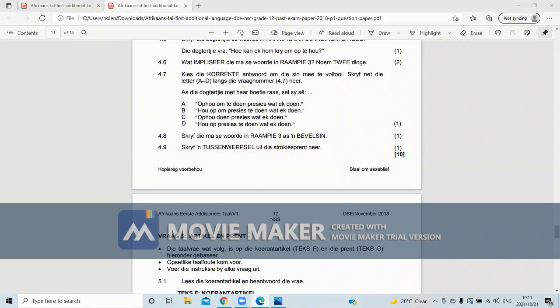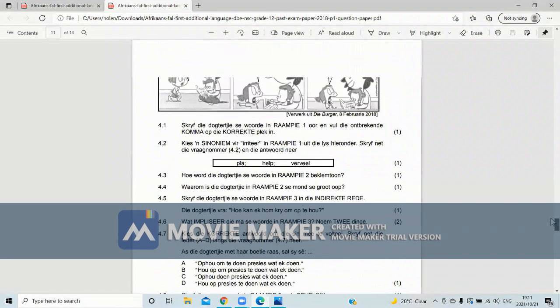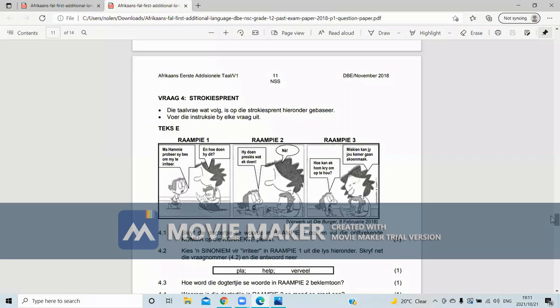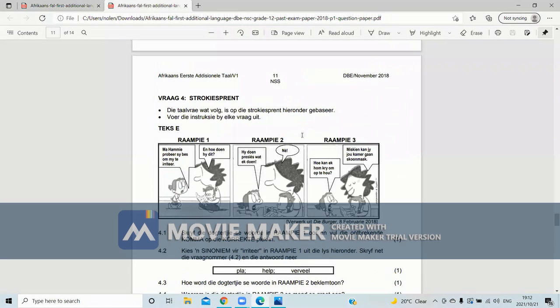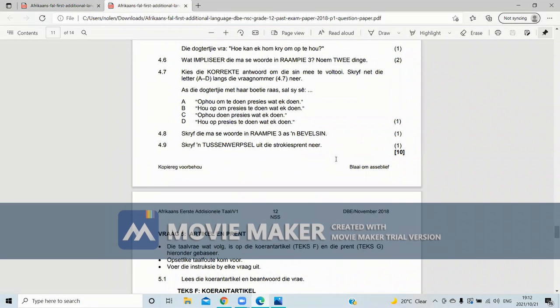Okay, skryf die ma se woorde in rampie 3 as 'n bevelsin. So we need to take her words in frame 3 and make it a bevelsin. Okay, so bevelsin is a command sentence, right? So generally command sentences would start in a verb and end in an exclamation. So we'll see what she said. She said, maybe you can clean your room. Okay, so you can say, maak jou kamer skoon. Or, yeah, that's the easiest way. Gaan maak jou kamer skoon works. Gaan maak jou kamer skoon with an exclamation mark. Jy moet jou kamer skoon maak. So I chose the shortest one. Clearly I'm lazy. So maak jou kamer skoon. As long as you start on a verb and end on an exclamation mark, then it's a command. And don't be afraid to leave out words that wouldn't form a part of that command.